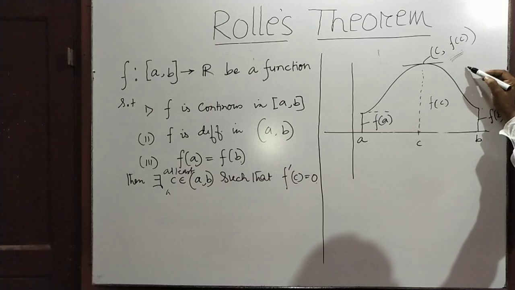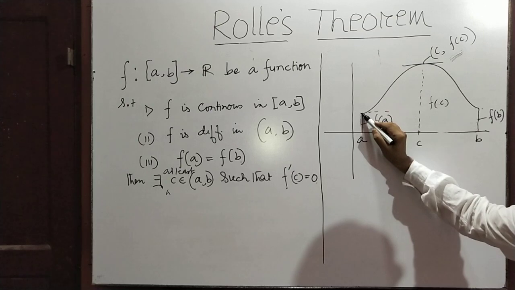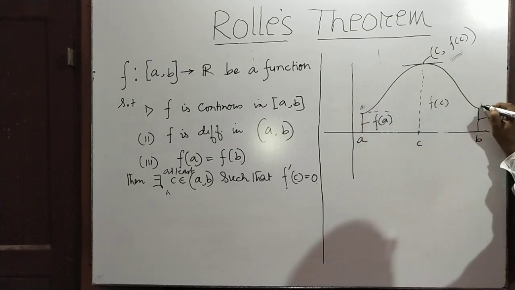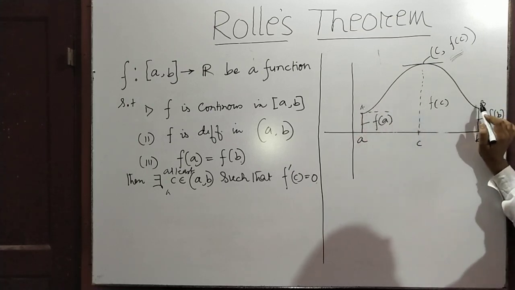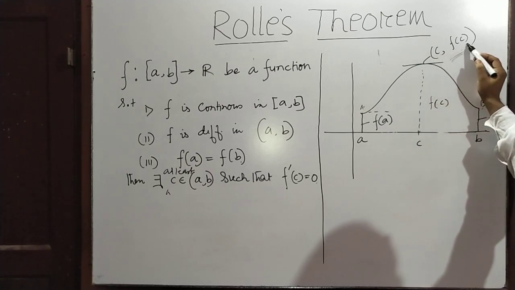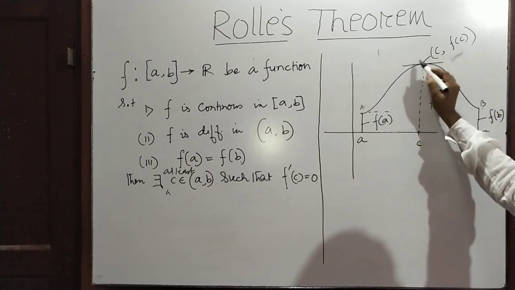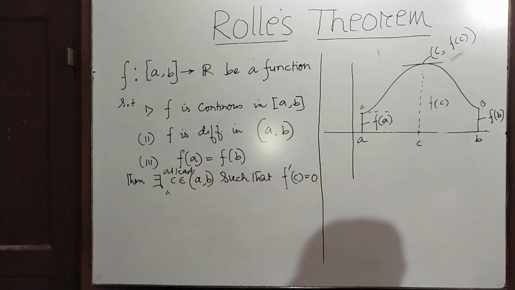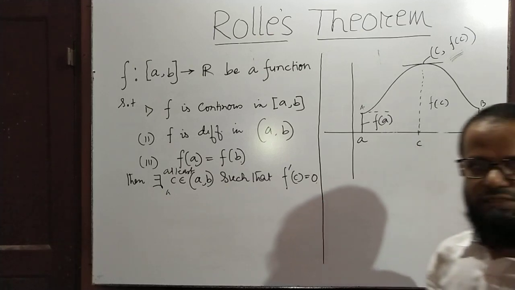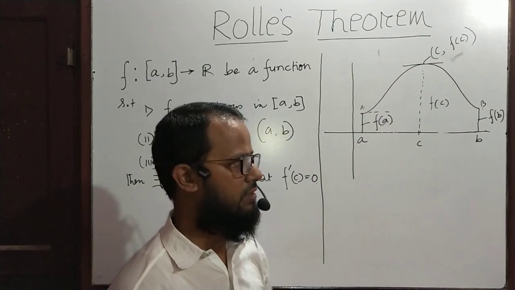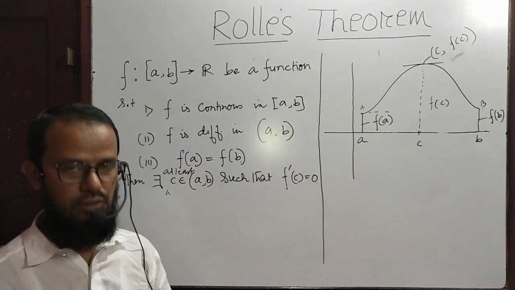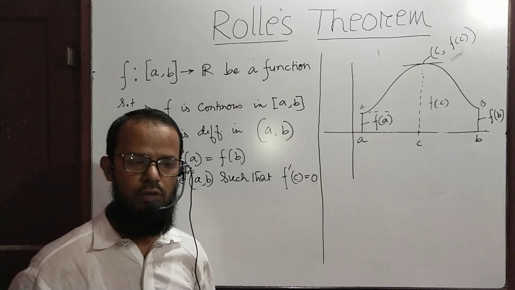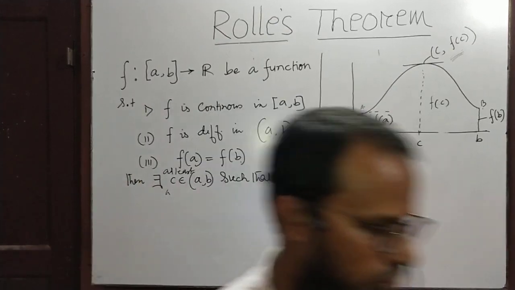Geometrically, Rolle's theorem tells us that between the points a and b on the curve, there exists at least one point (c, f(c)) where the tangent is parallel to the x-axis. This is the geometrical interpretation of Rolle's theorem. Last class we discussed a few questions related to this theorem, and today we are going to solve a few more problems.